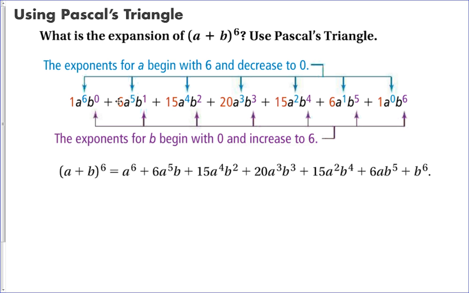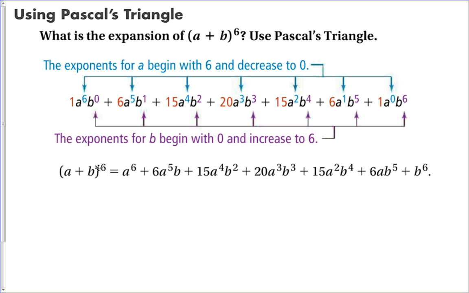And for your next term, you have your 6, and then you're going to subtract 1, so you're going to have a to the 5th, then you're going to add 1 to the b, so you're going to have b to the 1st. Then you're going to keep going, plus the 15, remember that number's from Pascal's triangle, a to the 4th, b squared. I just subtracted 1 there, and I added 1 there. Plus 20, again from Pascal's triangle, a cubed, b cubed, plus 15, a squared, b to the 4th, plus 6, a to the 1st, b to the 5th, plus 1, a to the 0, b to the 6th. And if you remember, this a to the 0 again is just 1, so it technically isn't there.